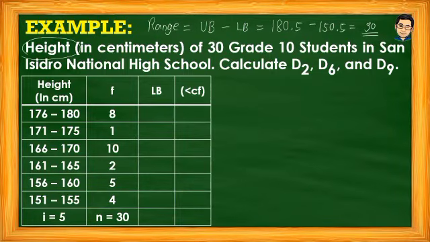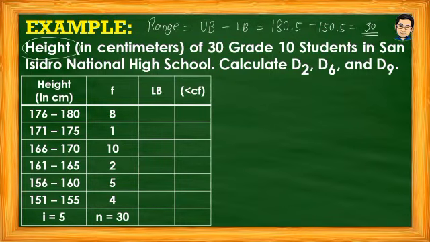Okay. So, let us now proceed to the second column. Ayan, frequency. So, ibig sabihin, there are 8 students na kung saan yung height nila is from 176 to 180 centimeters. And then, on the third column, lower boundary. So, yan yung ating i-fill out.